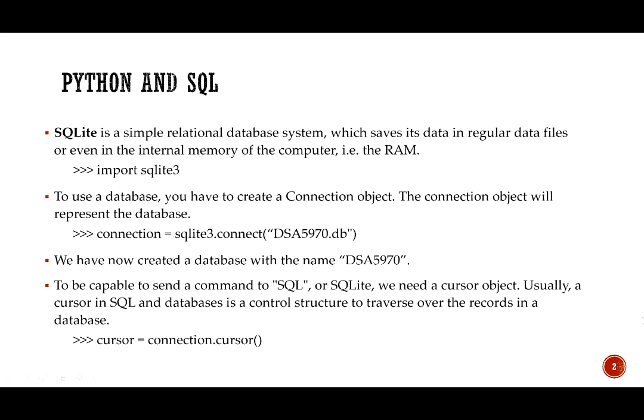To be capable of sending a command to Sqlite, we need a cursor object. A cursor in SQL and databases is a control structure which traverses over the records in your database. So I define a variable named cursor, then I call connection.cursor. And then we will be able to write SQL commands and run them.